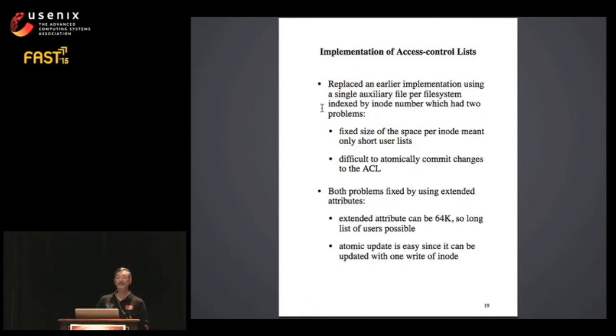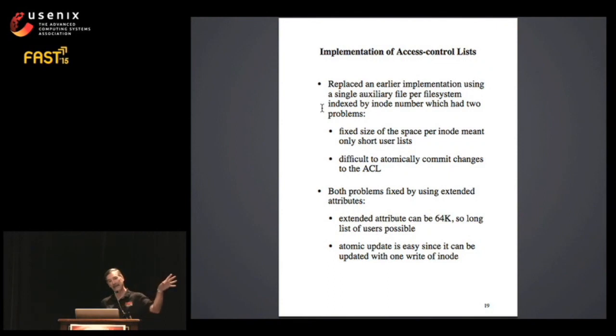So for the implementation of this, we'd had them earlier, but it was sort of this auxiliary file that was associated with the file system. And so when you'd sync the file, you wouldn't be syncing that. And so they could get inconsistent. And they were sort of fixed size structures. So you could have a maximum of, I forget what it was, 10 users or groups or something, but not arbitrary size.